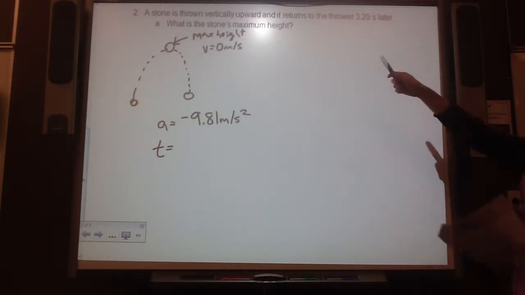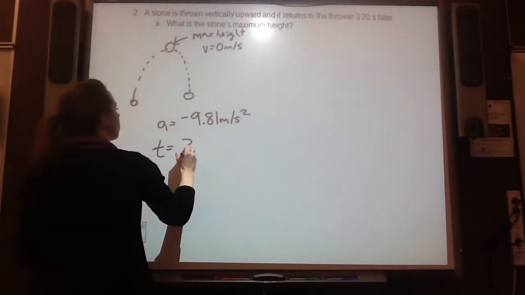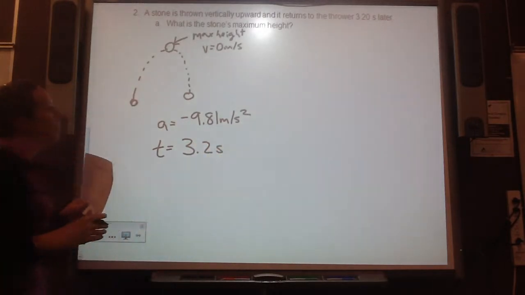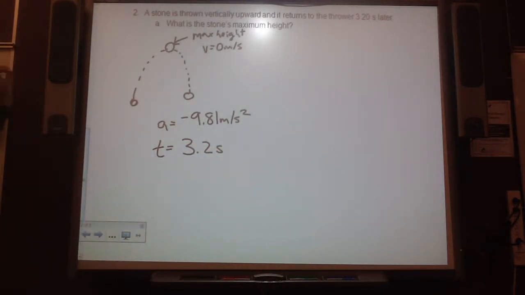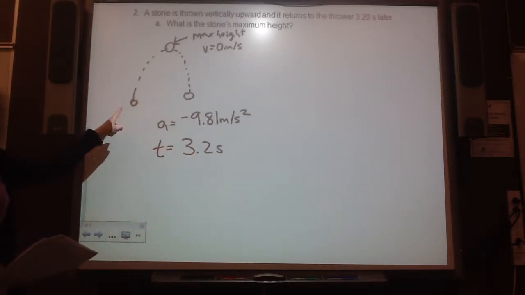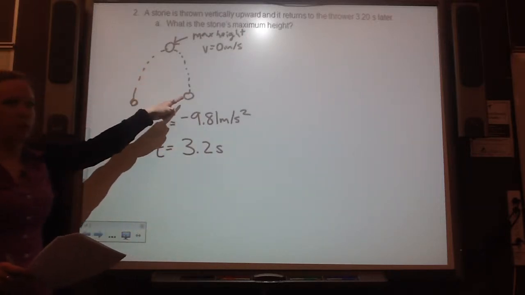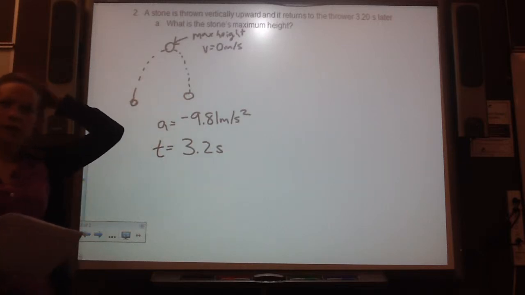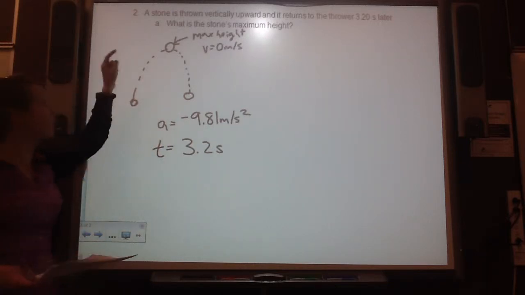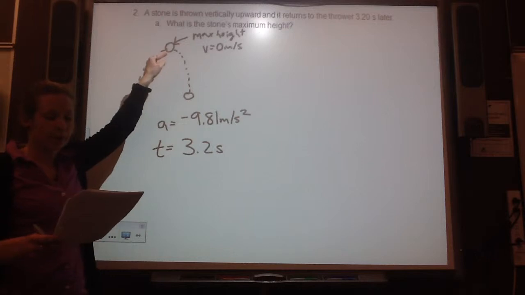We're told that the total time is 3.2 seconds. But remember, we're trying to find our maximum height. So this time that we were given is from when I threw it to when it falls to the ground. So we need to do something with our time to figure out what the time is right here.